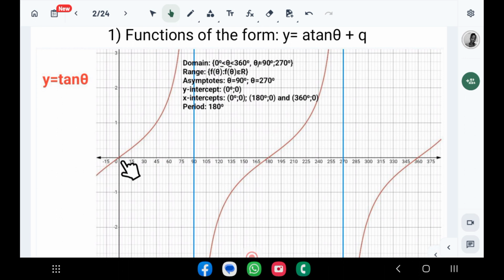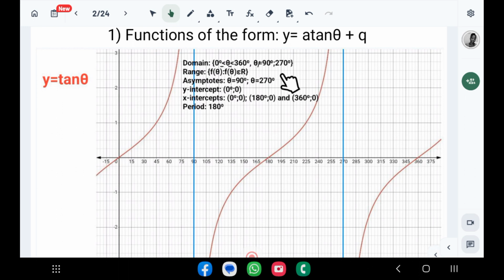Your x-intercepts are 180 degrees apart. From 0, that is the first one, and then the next one is at 180 degrees. The last one is at 360 degrees. And then your range basically includes all values of y. There is no restriction here.